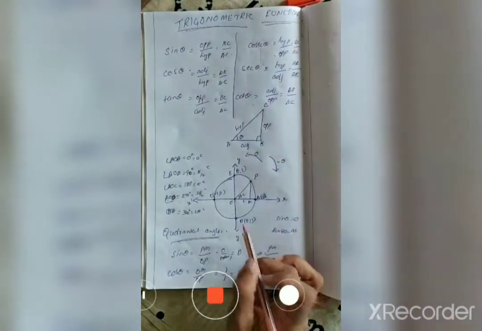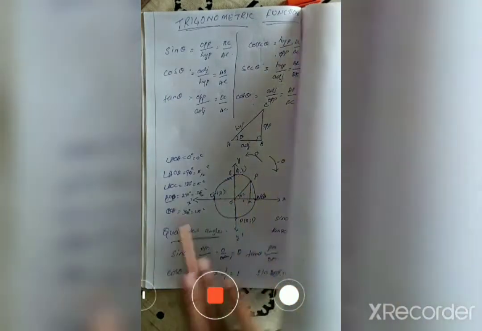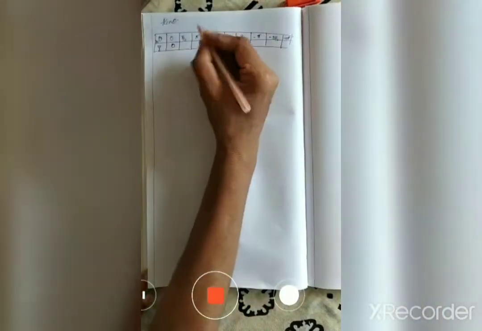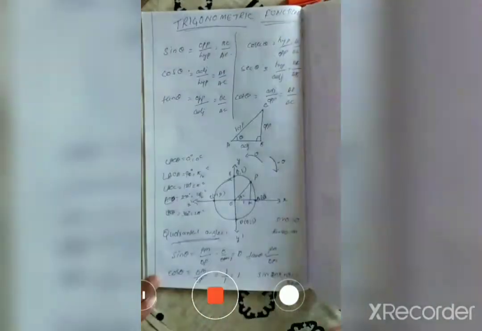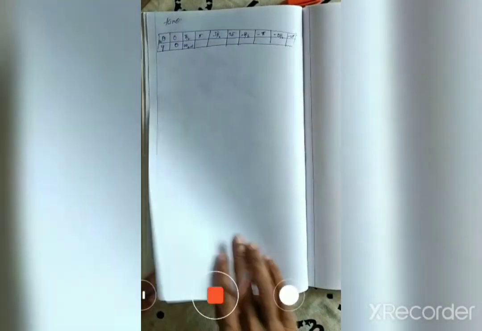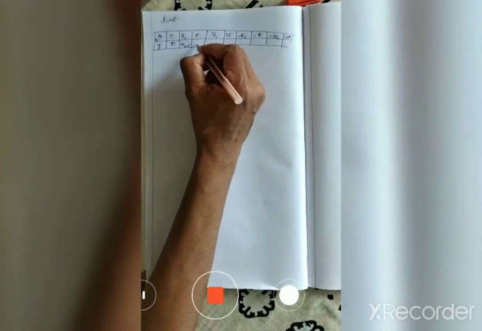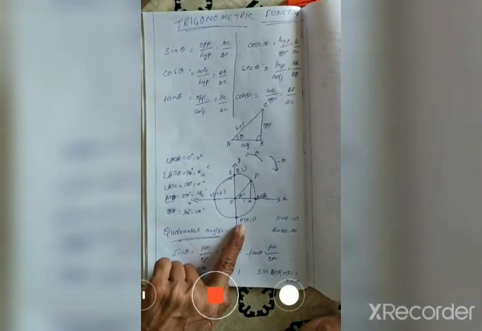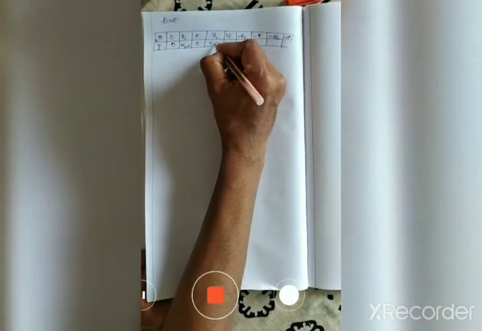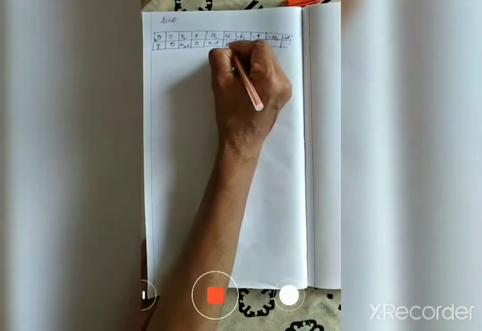Next, tan 90, 1 by 0. 1 by 0 is not defined. Let us write it as infinity. Next, tan pi, 0 by minus 1. Whatever it is, 0. Tan 3 pi by 2, minus 1 by 0, again not defined. Next, tan 2 pi, 0 by 1, it is 0.